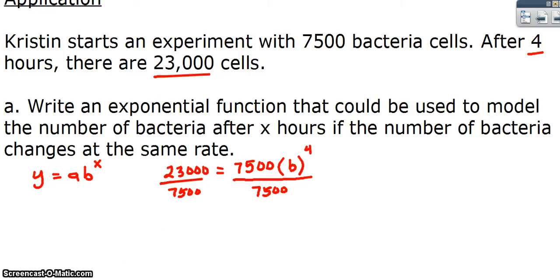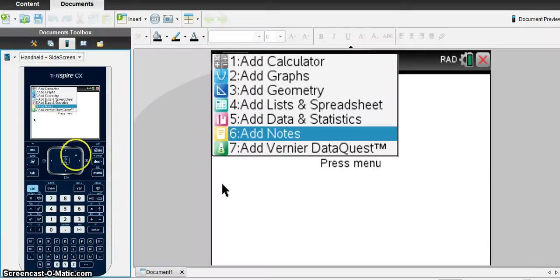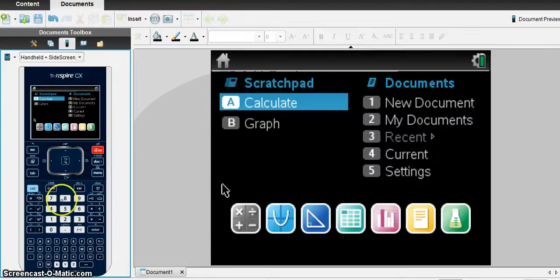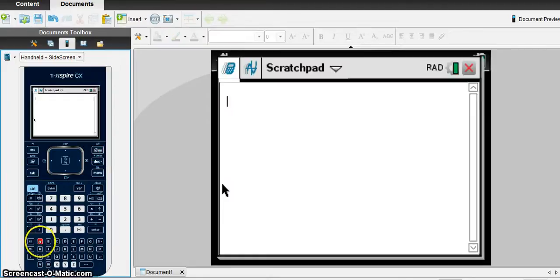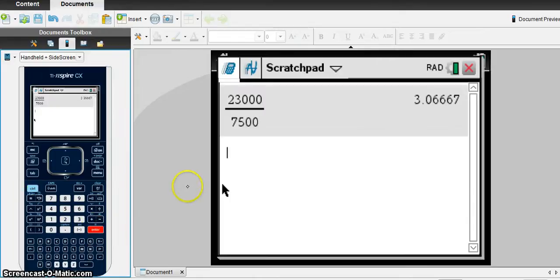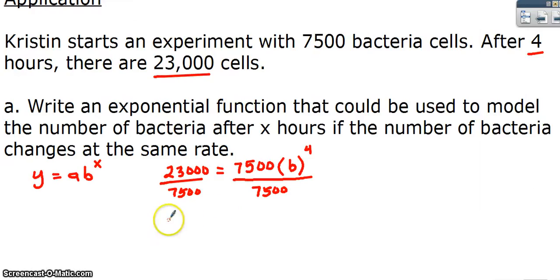All right, calculator is going to come in handy here, so let's pull that up. I've got 23,000 divided by 7,500. And then control enter to get a decimal. So 3.07 approximately equals b to the 4th.